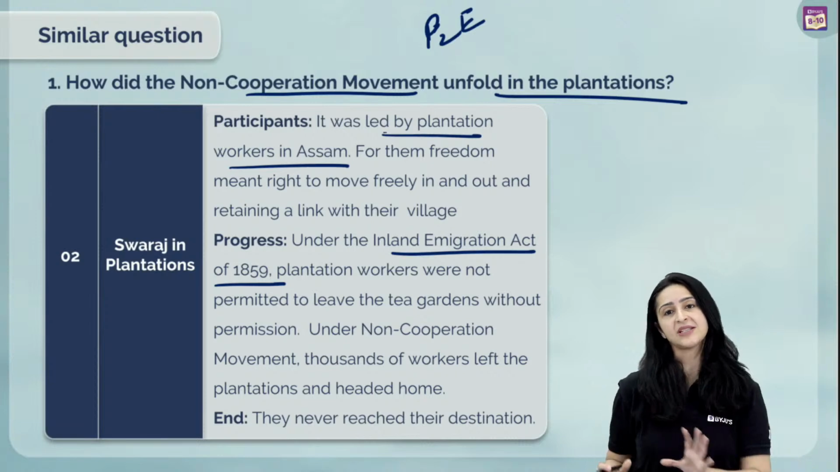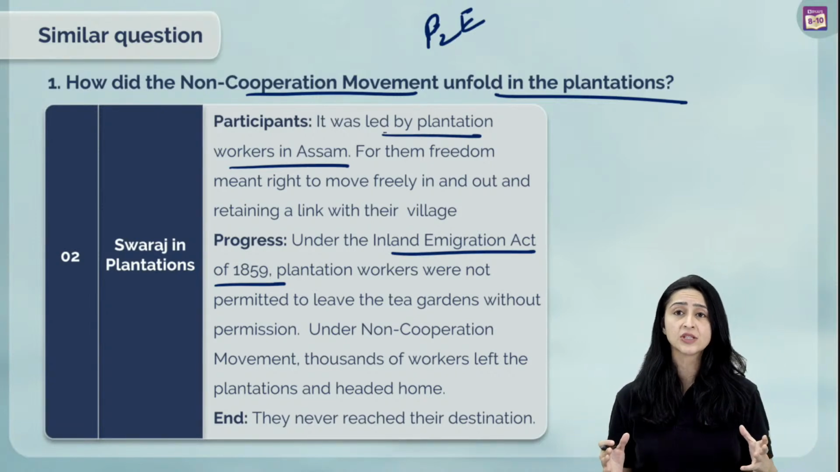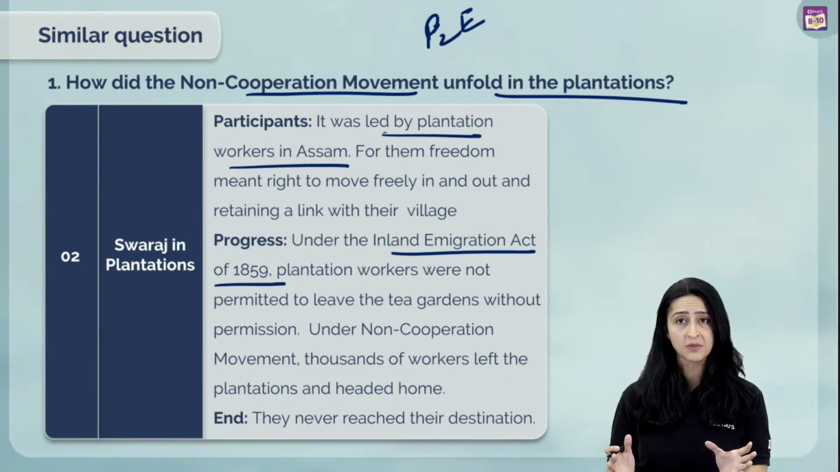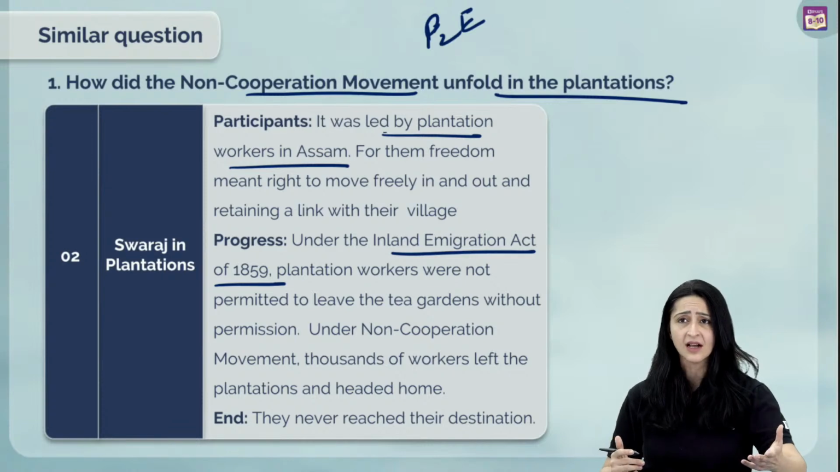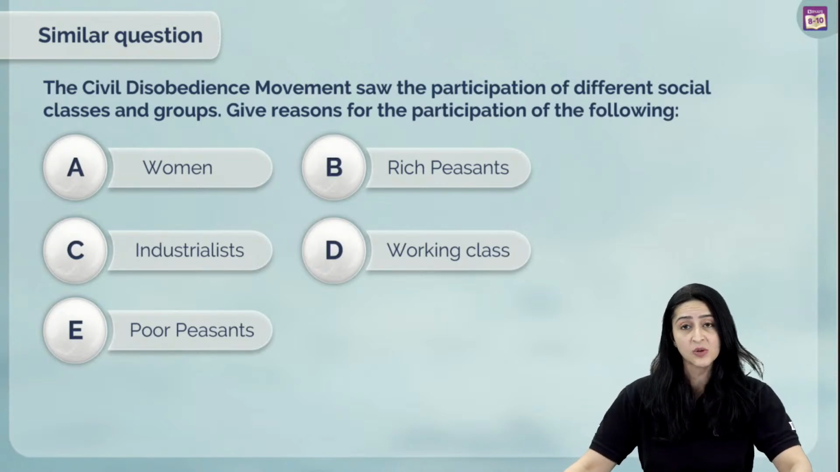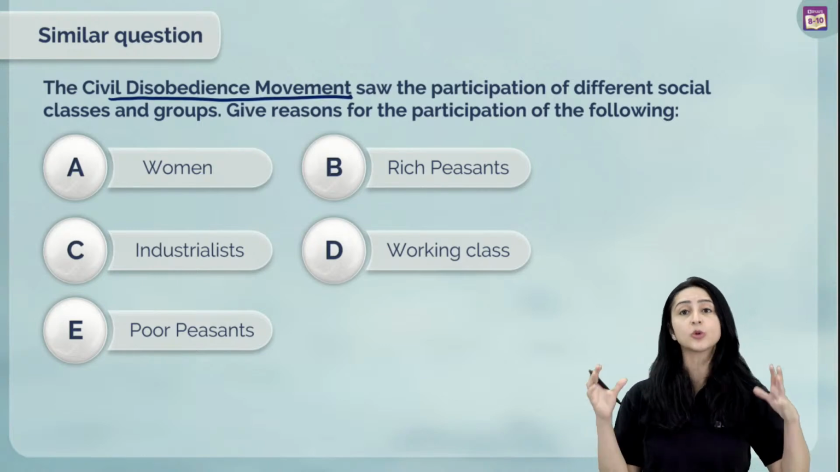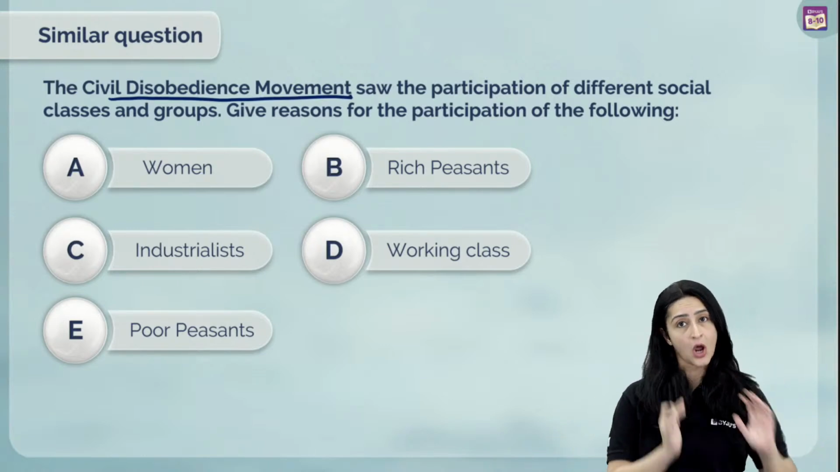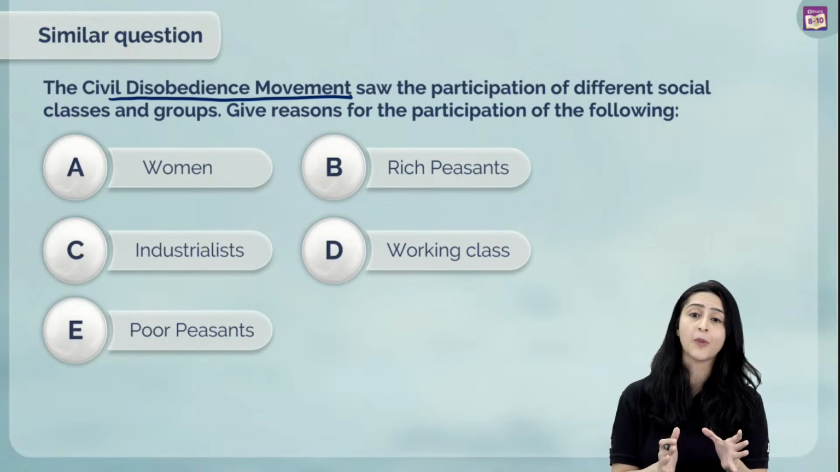Now, talking about similar questions, one is the non-cooperation movement. You could get questions based on the different strands of the non-cooperation movement, whether it's in the towns, in the countryside, or in the plantations. Another type of question you could get is about the civil disobedience movement. Nationalism in India talks about 2 mass movements, the non-cooperation movement and the civil disobedience movement, and both are very important.